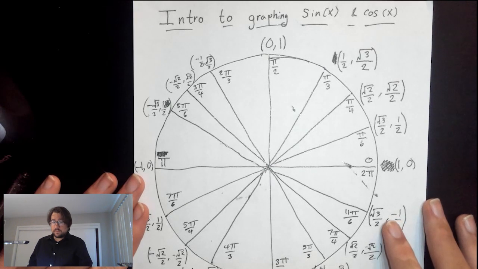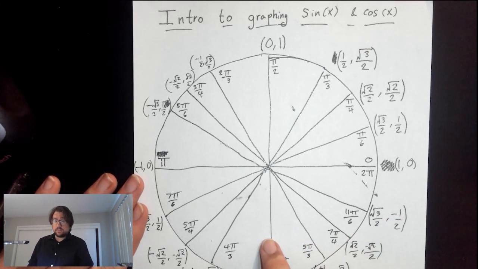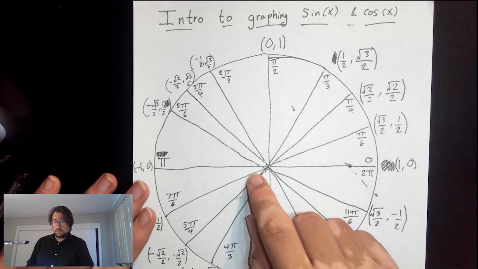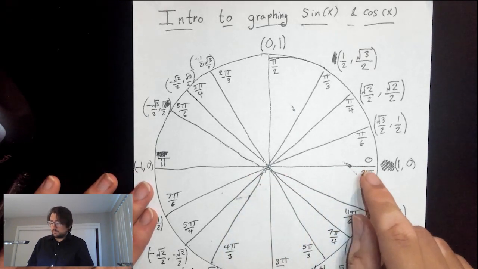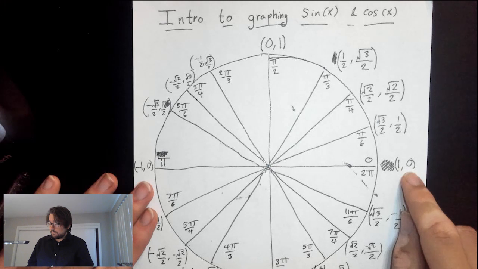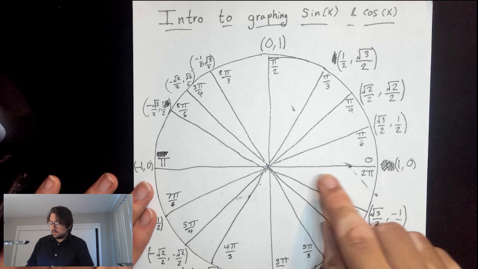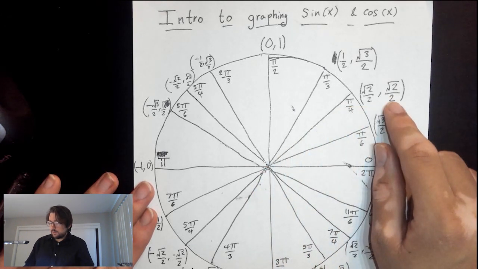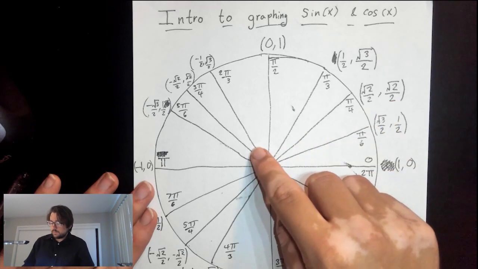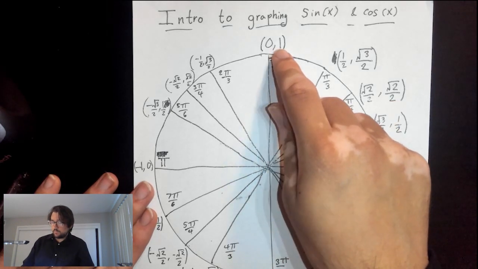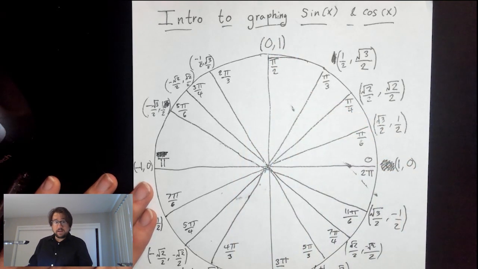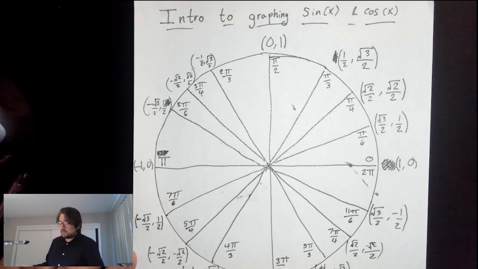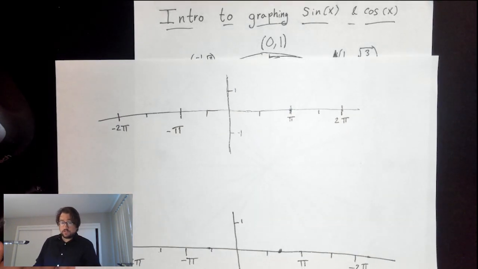So let's look at this. If I were to ask what is the sine of 0, I can go over to 0 and look at my y value there. My y value there is 0. So the sine of 0 is 0. The sine of pi over 4 is the square root of 2 over 2. The sine of pi over 2 is 1. So I can take all these values and plot them onto a graph. I created some simple graphs for this demonstration.